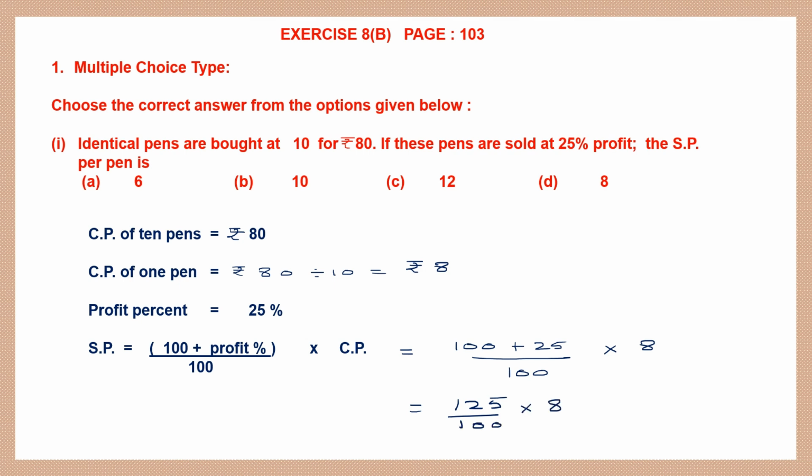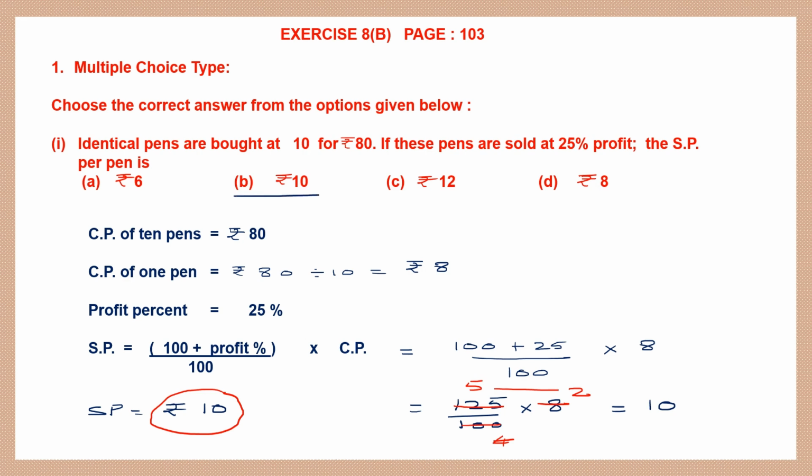Let's cancel. So I can cancel 8 and 100, or I can cancel these also, 125 and 100, both by 25. So let's do that. 25 fives are 125, 25 fours are 100. I can cancel 4 and 8. 4 twos are 8. Now multiply these two. 5 into 2 is 10. So what have we found? We have found the selling price, and the selling price is 10 rupees. So this is our answer. And which option is that? That is option B, 10 rupees.